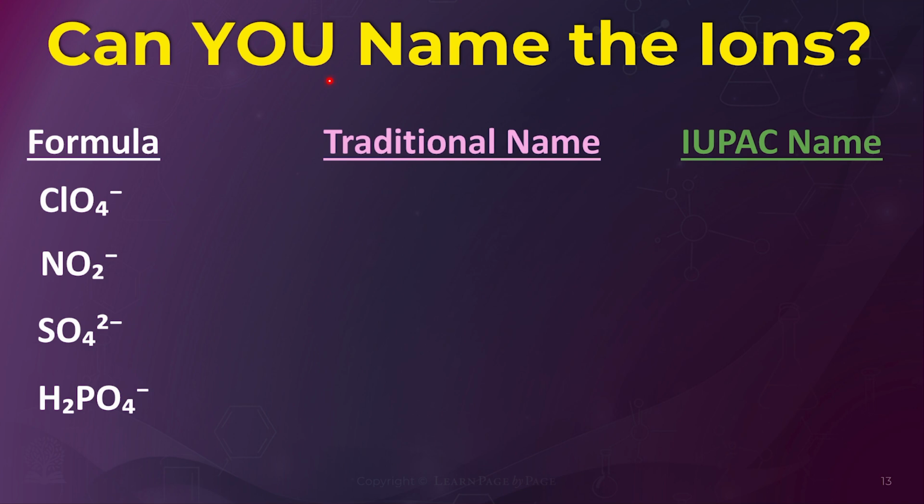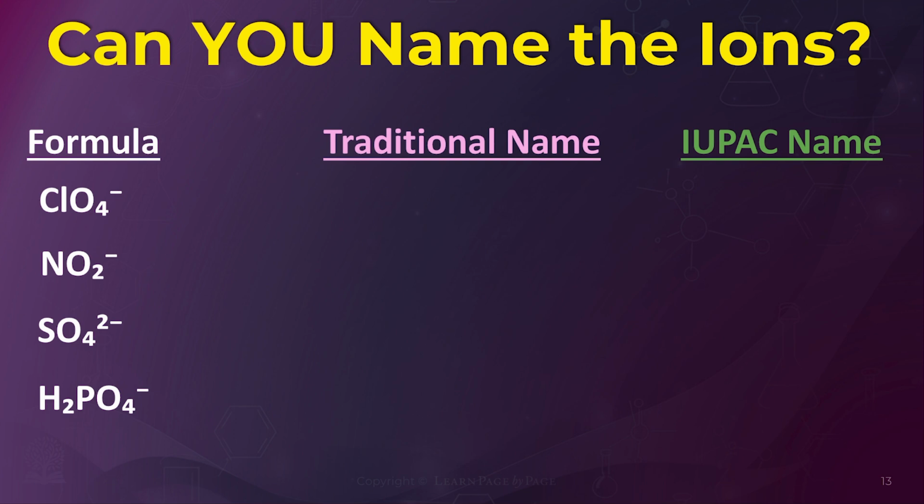So can you name the ions? This is great fun because we're going to look at the formulas and then we're going to see if we know the traditional name, but there's also the IUPAC name. Now, IUPAC is an abbreviation and it stands for the International Union of Pure and Applied Chemistry. It's the global authority on chemical nomenclature and terminology. They have changed the traditional ion names to their own form. So let's see if we can figure out both.